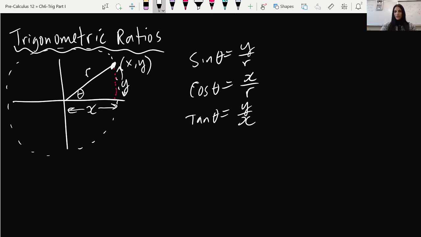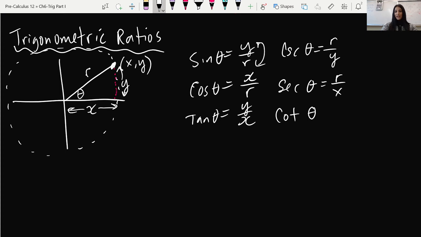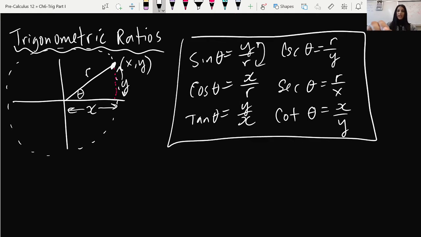And I'm going to also show you, if instead of sine, that one goes with cosecant, this would just be the flip of these two. So it would instead be r over y. Cosine goes with secant, so secant theta would be r over x. And tangent goes with cotan theta, which would be x over y. So these are some handy trig ratios to keep in mind.